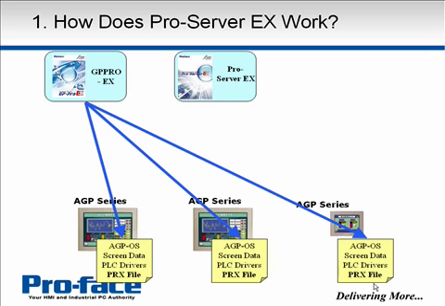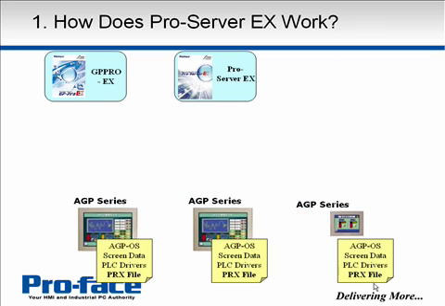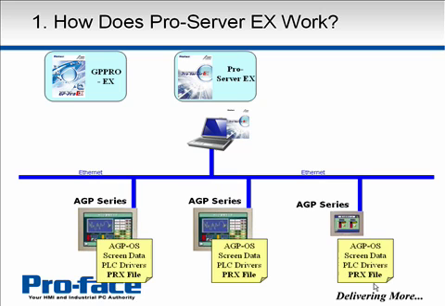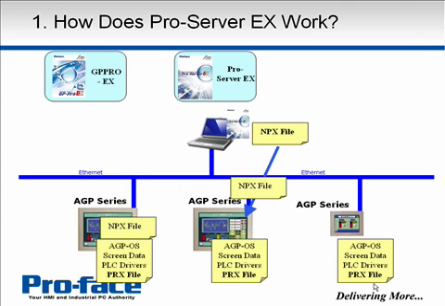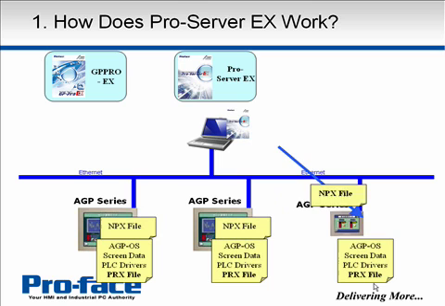We download the GP Pro EX project to begin with. We add our ProServer-EX node with its Ethernet backbone. We specify the network connectivity of those HMIs and transfer it to each of them. And now the data is going to be passed from one to another in real time based on the specified triggers or schedules.